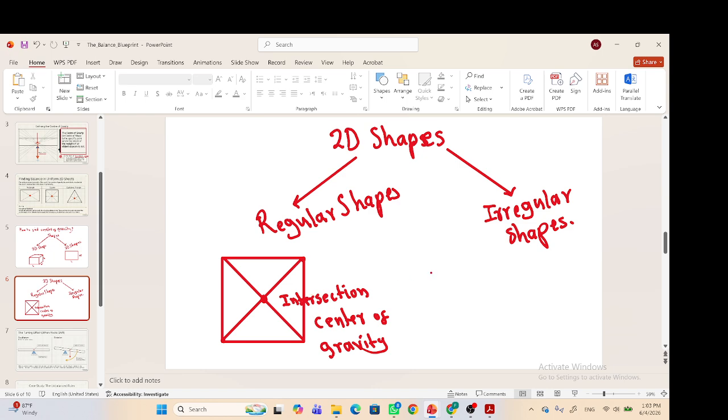For example, if you have a triangle, so this is a triangle. How to find the center of gravity of this one? You may directly draw a line from one angle to the middle of the front line. For example, this is the front line of this angle. You may draw a line from here to this point. And next, from this angle you may draw a line to the middle of the front line. And next, from this angle you may draw a line to this point.